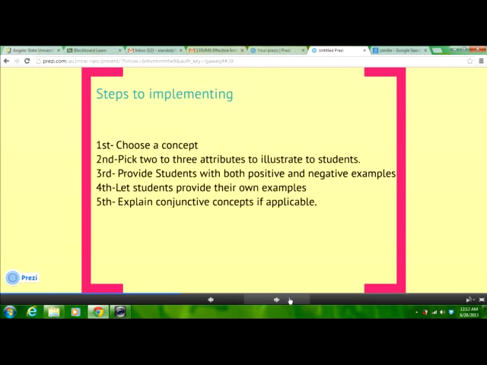Also, it allows you to understand if students are grasping this or if you need to redirect when possible and explain why that would be a negative example. And then finally, if you have conjunctive or disjunctive concepts, you can really explain them during this last part of the time of your lesson.